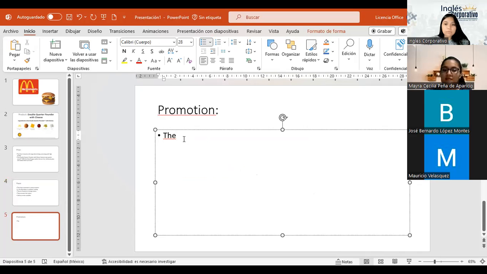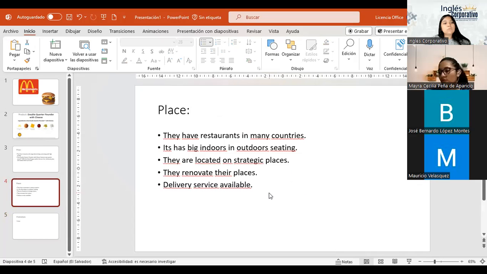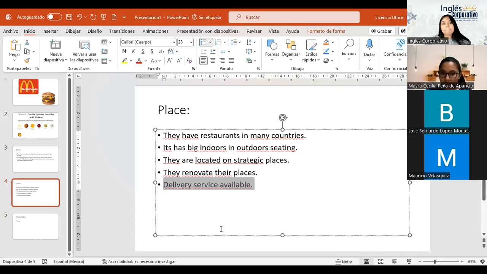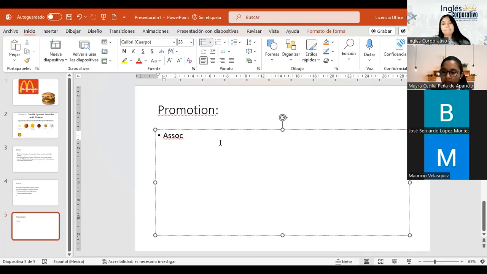Promotion. La última que pusimos en la anterior, creo que estaría bien aquí. Promotion. Delivery service. They promote on the delivery services. Also, they have rewards. They have rewards. REWARDS. You're missing the letter D.